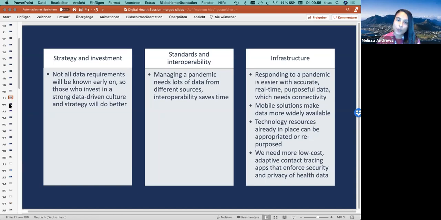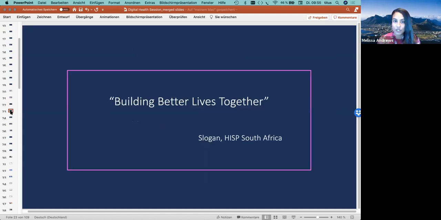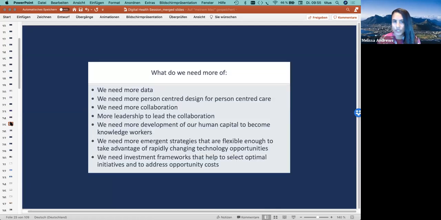Our next slide, we also looked at what we can do next and what those actual implementations would really be. At HIS, we believe in building better lives together. Just to bring out some of those issues, and this could be our last, we really look at how we move to needing more data. We need a person-centered design for person-centered care, more collaboration, but also more importantly, more leadership. We need more emergent strategies that are flexible enough to take advantage of this rapidly changing space, our rapidly changing technology, and we need to invest in frameworks that help us to select these optimal initiatives.